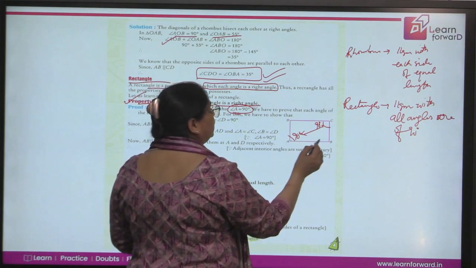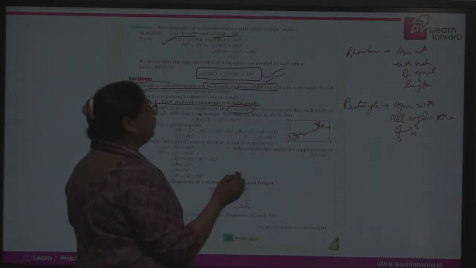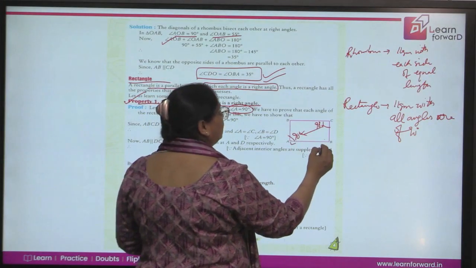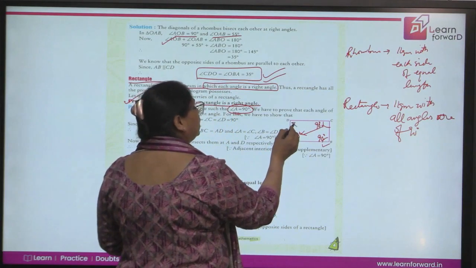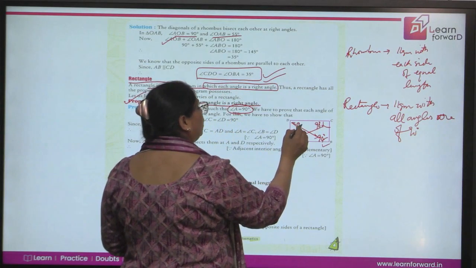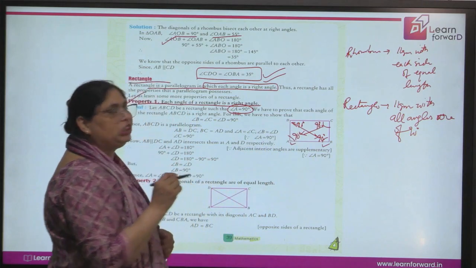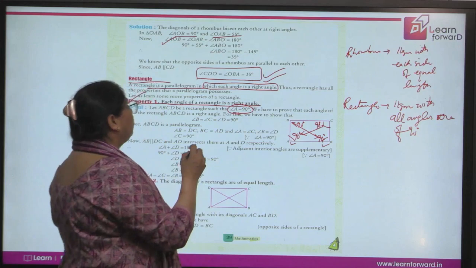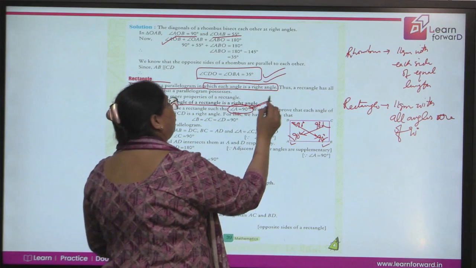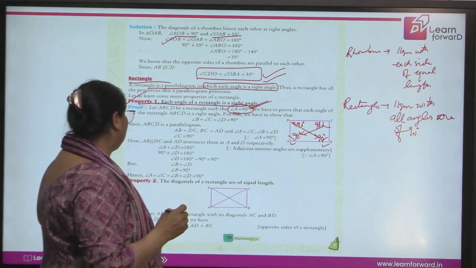Also, the adjacent angles of a parallelogram, angle A plus angle B, come out to be 90 degrees. Again, opposite angles are equal, so it is 90 degrees. Hence we have proved that each angle of a rectangle is 90 degrees by taking one angle to be 90 degrees.